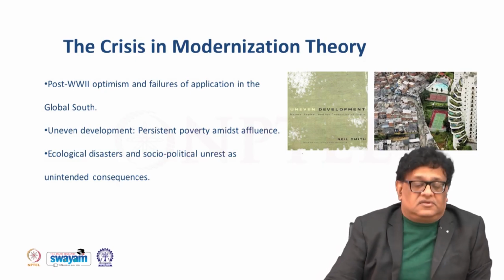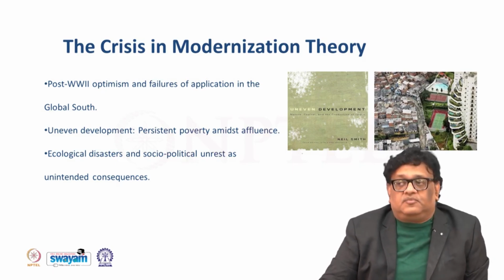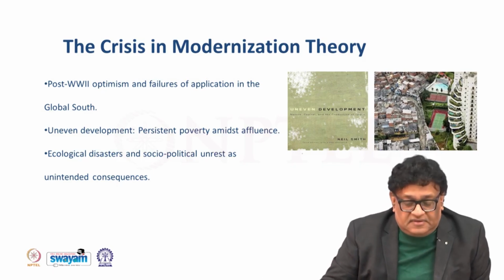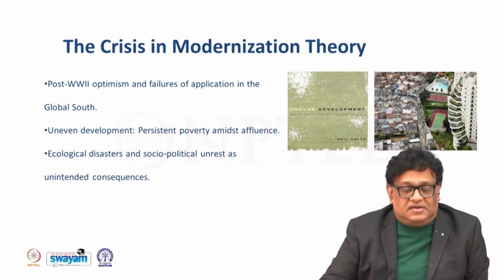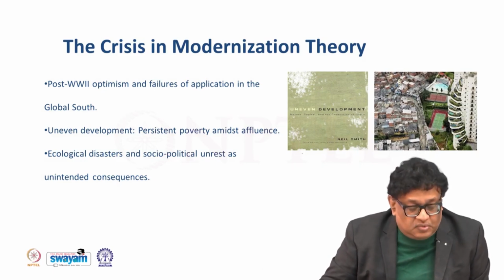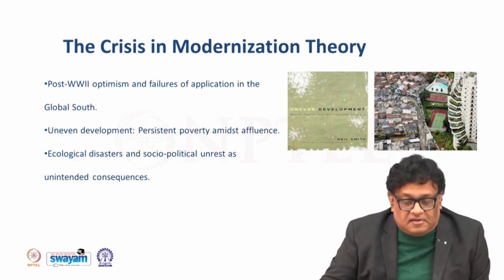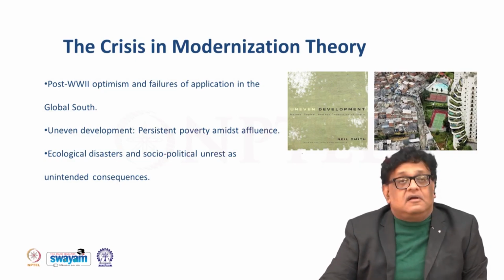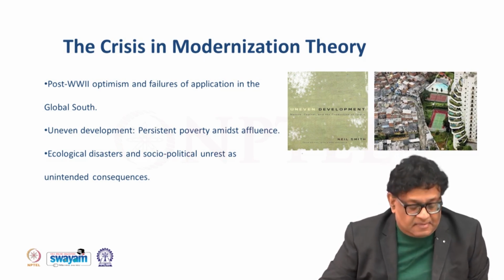Furthermore, modernization theory struggled to explain the rise of socio-political unrest in the global south. From peasant uprisings in Southeast Asia to labor strikes in African mining towns, these movements exposed the alienation and exploitation often inherent in modernization projects. Such crises demanded alternative frameworks to better understand and address these complex realities.